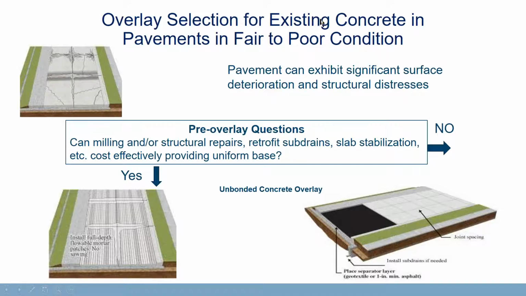Here is an overlay selection for existing concrete and pavements in poor to fair condition. Again, the question: can milling or structural repairs, retrofit subdrains, maybe slab stabilization, can those things cost effectively provide the uniform base that you need for this repair or rehabilitation? If not, you might have to look at other overlay options, or sometimes rehabilitation or reconstruction might be involved. If you can meet those conditions, it certainly would be a candidate for an unbonded overlay on concrete.